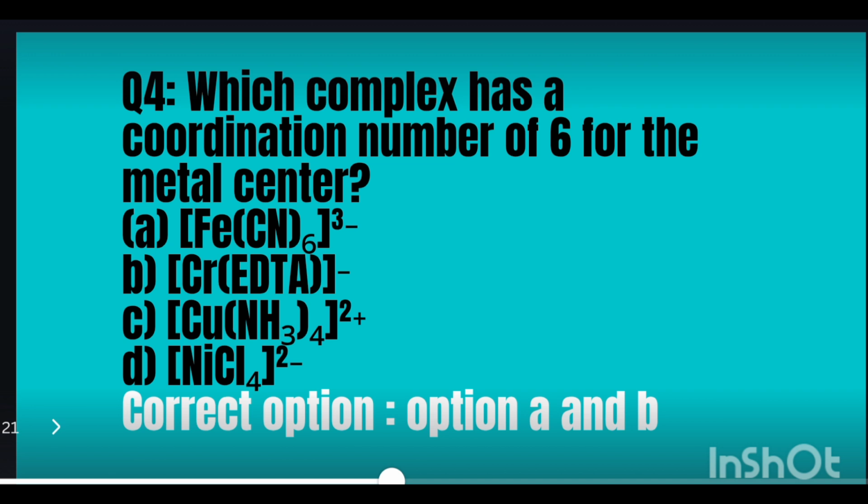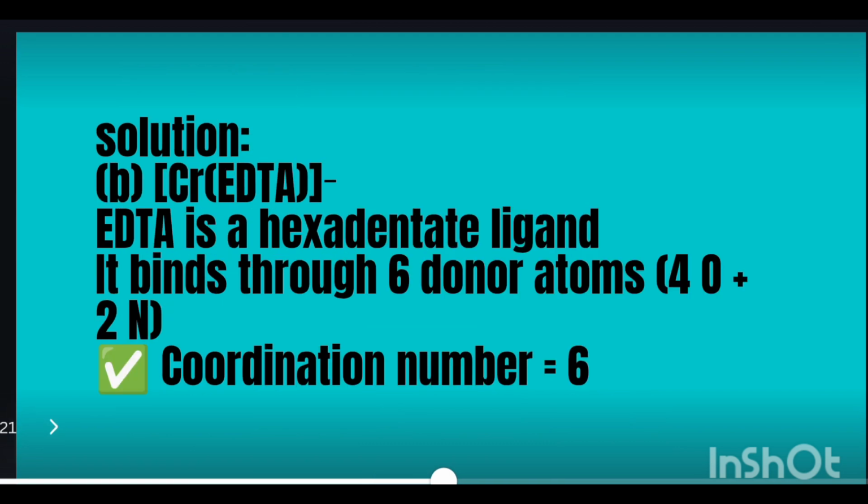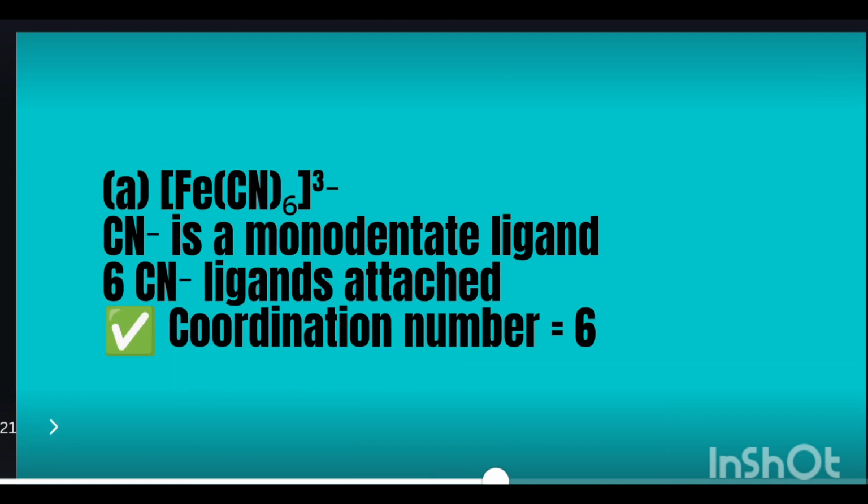Each complex has a coordination number of 6 for the metal centers. Option A, Fe(CN)6 3 minus; chromium EDTA minus; Cu(NH3)4 2 plus; NiCl4 2 minus. We'll analyze the options. Chromium EDTA minus: EDTA is a hexadentate ligand. It binds through 6 donor atoms, 4 oxygen plus 2 nitrogen. So coordination number is 6.